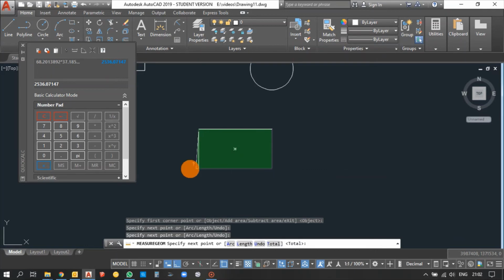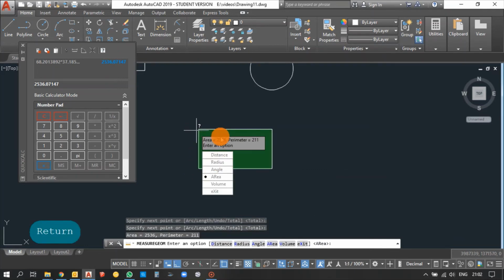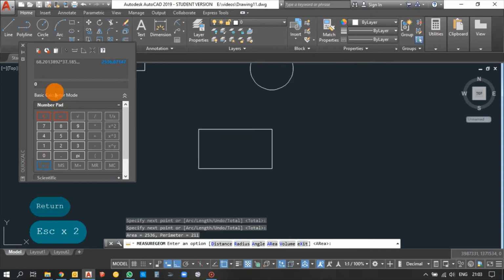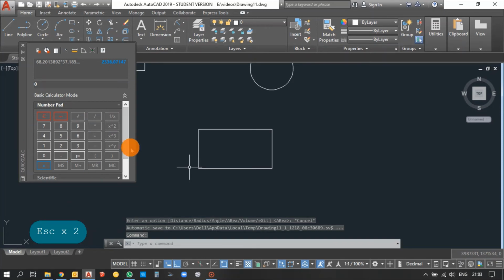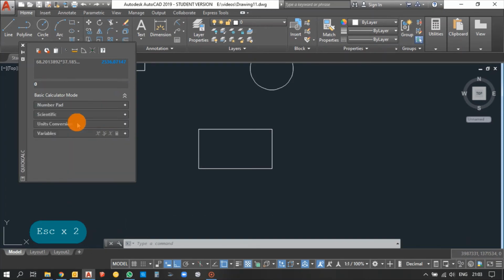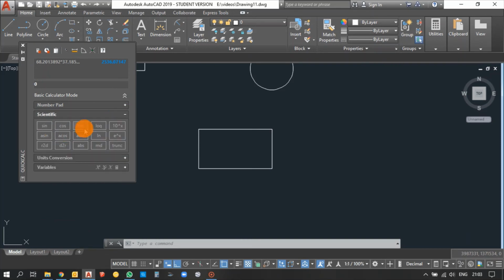So we know how to calculate the area. Select the region you want and enter. You can see it is 2536.07, so it is quite accurate. You can calculate the area from the points you have selected. And this is a normal calculator, you can do normal calculations here. The next thing is scientific. You can use scientific terms: sine, cos, tan, and log.